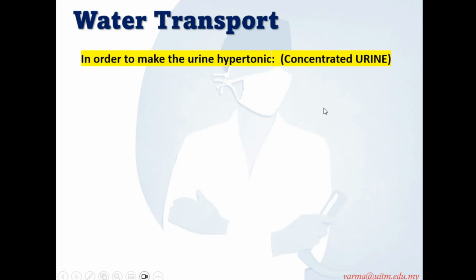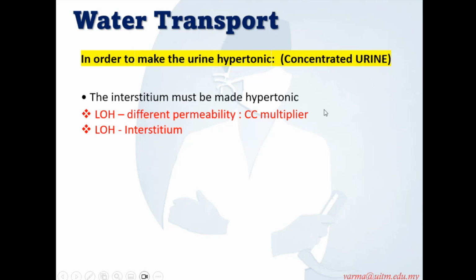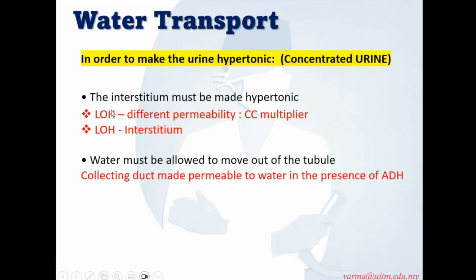If you want to make a concentrated urine, it's just the other way around. This is where your countercurrent mechanism comes into play. The interstitium must be made hypertonic. How do they do this? Because of the different permeability of the limbs of the loop of Henle. I've mentioned that the descending limb of the loop of Henle is permeable to water, the ascending is not, and that's where your countercurrent multiplier comes in. You have a countercurrent mechanism with a multiplier and an exchanger.